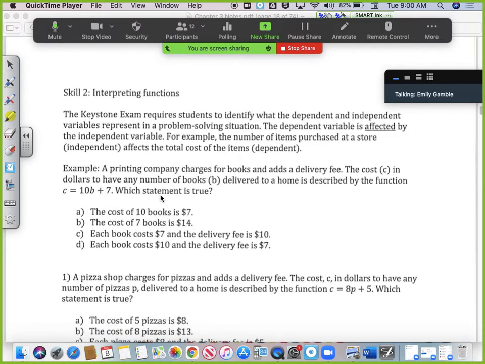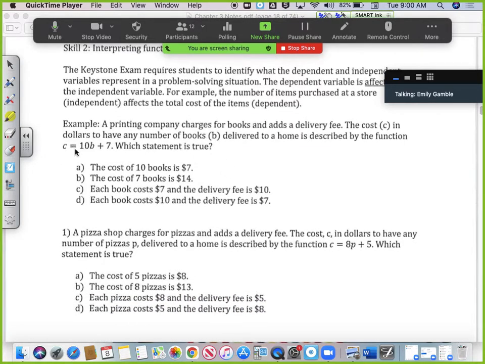So when we're interpreting functions, we're looking at independent and dependent variables, and we're trying to figure out which one's which. We know that the dependent variable is affected by the independent variable. For example, the number of items that you would purchase at a store affects your total cost. So if you're going to the store and you're buying X number of items, the more you buy, the more you spend.